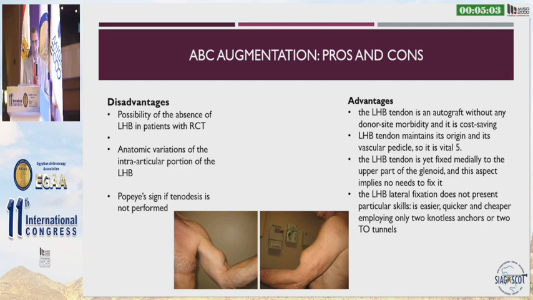The disadvantages are the possible absence of the long head of the biceps, anatomical variation of the intra-articular portion, and Popeye sign for sure. But the advantages are an autograft without any donor site morbidity, cost saving, and the long head of the biceps tendon remaining in its original position, which means a vascular pedicle. It is still attached to the upper part of the glenoid, and the lateral fixation doesn't require particular skills because you really need to put just one anchor on the lateral side.